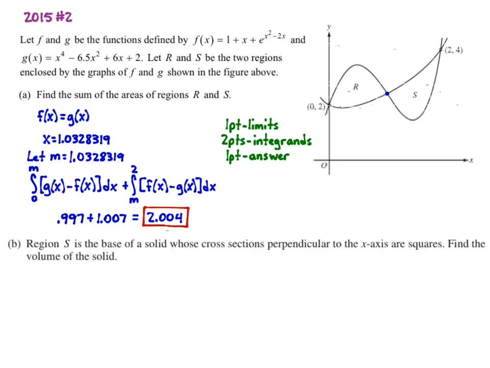All right, for part B, it says region S is the base of a solid whose cross-sections perpendicular to the x-axis are squares. Find the volume of the solid.